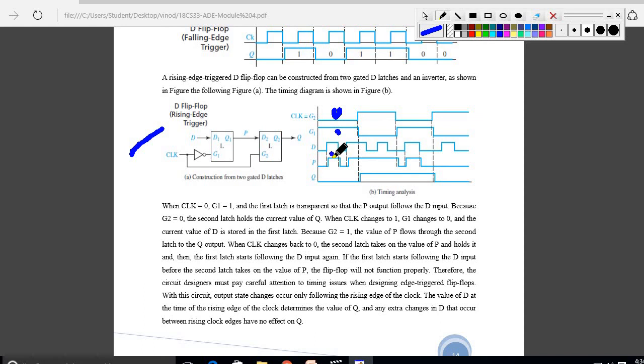D only. So this is 1, right, this is also 1. So like that it is 0. So when it is 1 and here it is 0, this will again be 0 because here it is a falling edge. So in this way the timing analysis will be there for the construction from the two gated D latch.